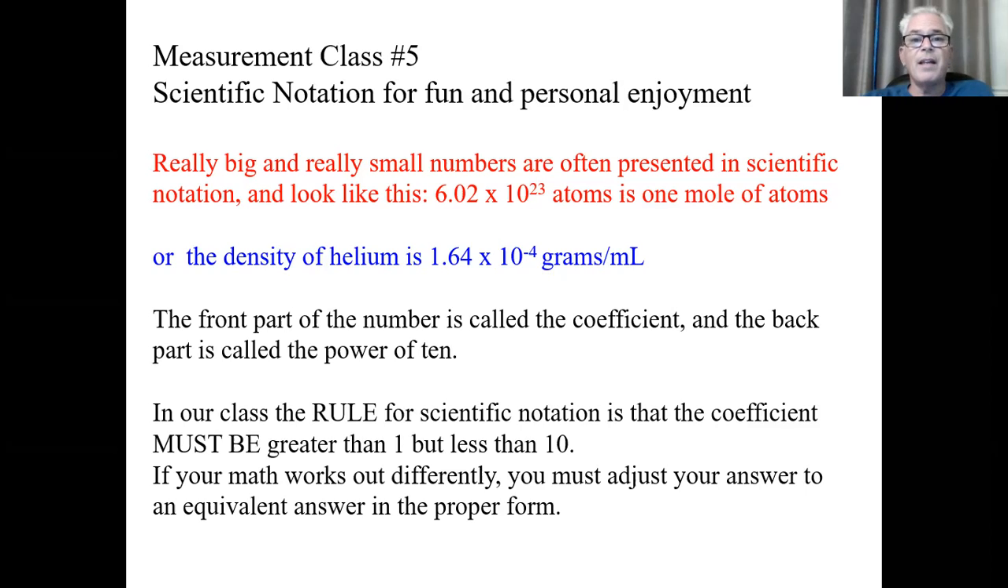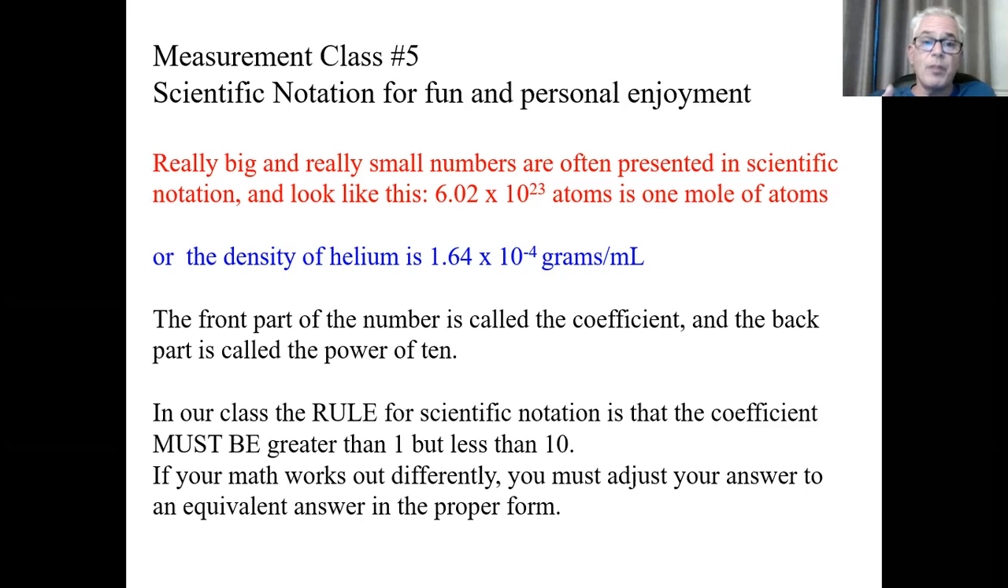The density of helium. Helium is element number 2 on the periodic table. Helium is very low density. That's why it floats in the air. And the density of helium is listed as 1.64 times 10 to the minus 4th grams per ml. Now, when you have a negative exponent, that means it's a decimal. It doesn't mean that it's a big number. It means it's a very small number. So it would be tenths, hundreds, thousandths. This would be 1.64 10,000ths. It's a really small number.